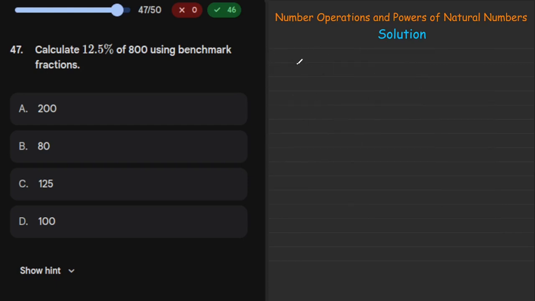It says calculate 12.5% of 800 using our benchmark fractions. So if you have 12.5%, it is simply 12.5 over 100. For 12.5 itself, it is 125 over 10. That is what gives us the 12.5.